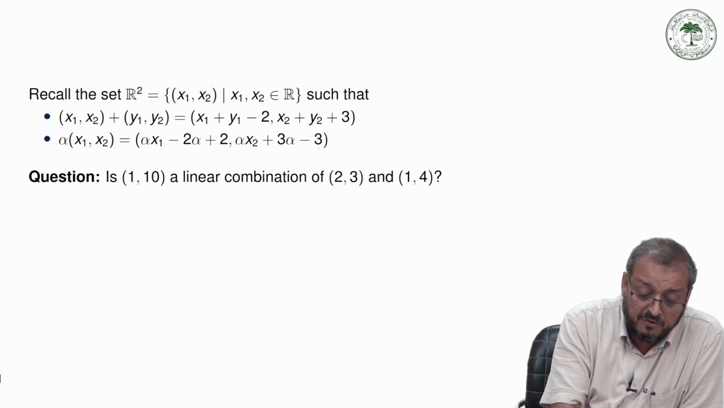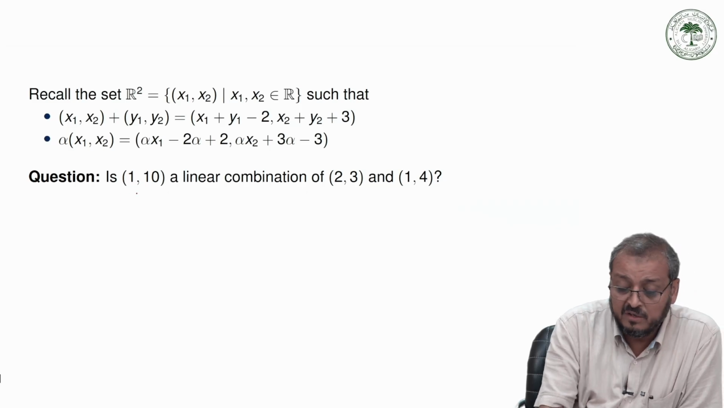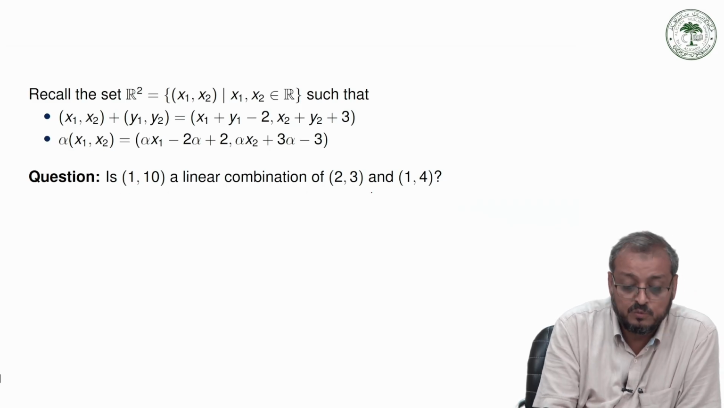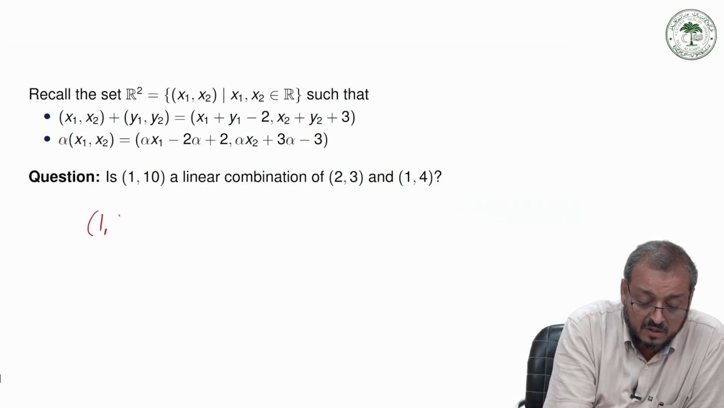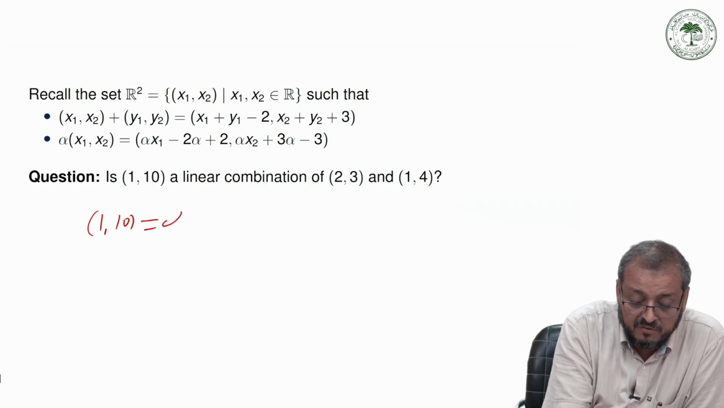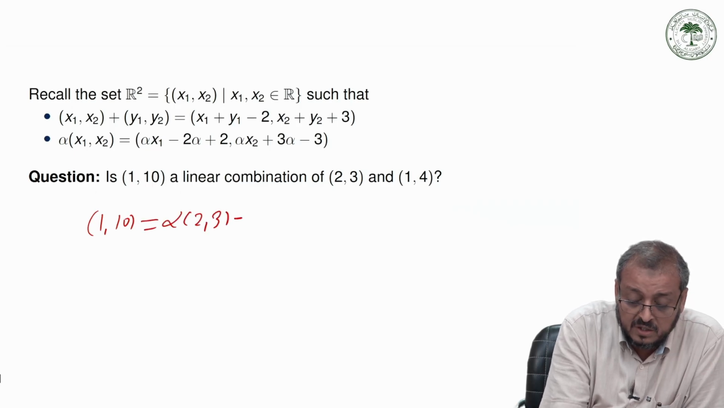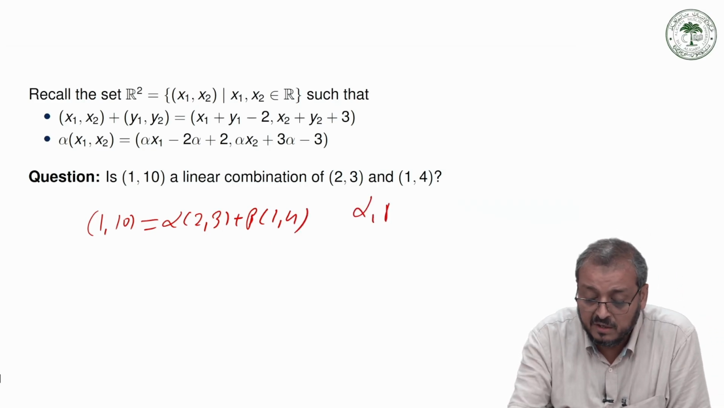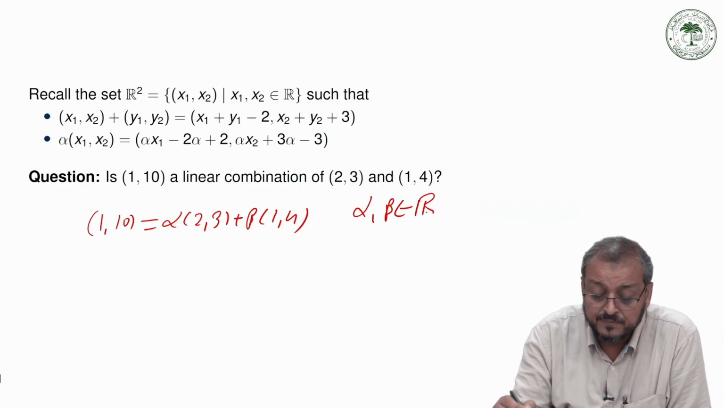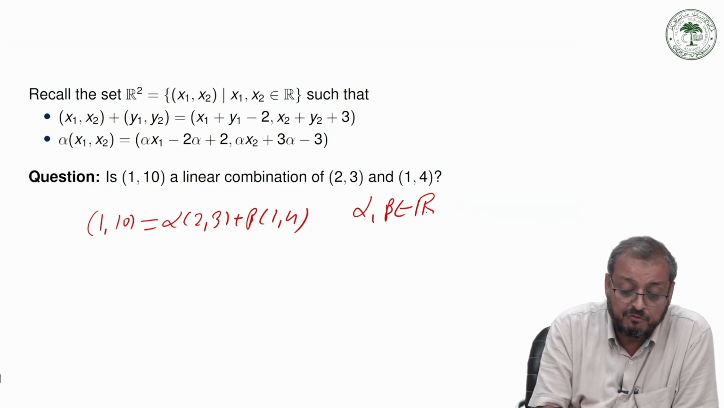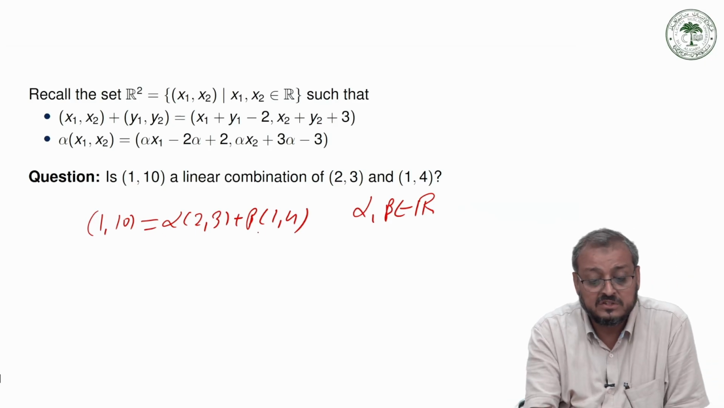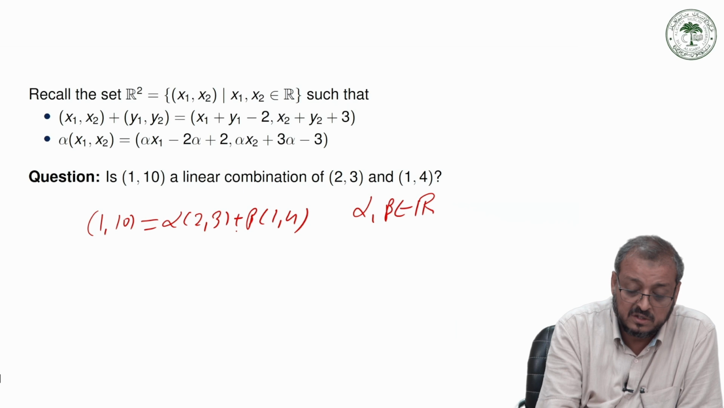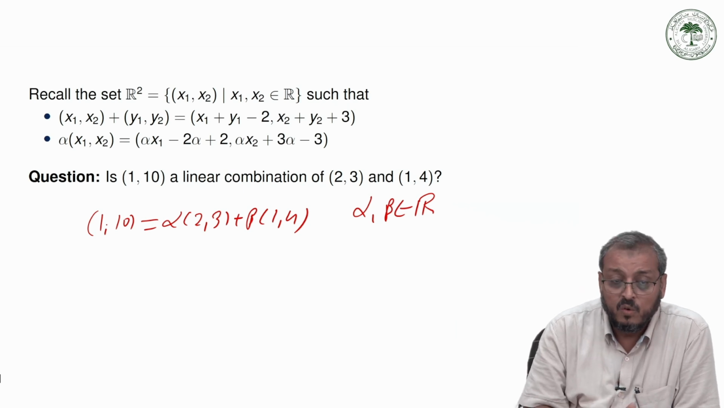If we assume that (1, 10) can be written as a linear combination of these two, we can say that (1, 10) can be written as alpha times (2, 3) plus beta times (1, 4), where alpha and beta are some real numbers. So now we have to try to find the values of alpha and beta for which this combination is equal to (1, 10).